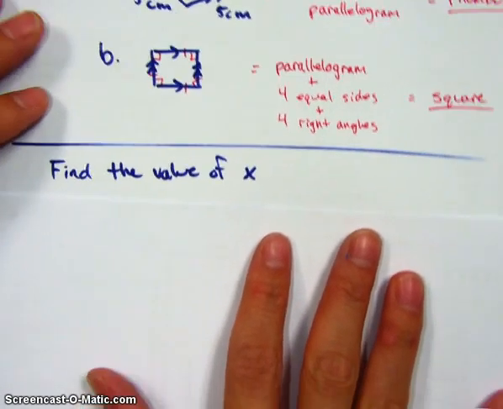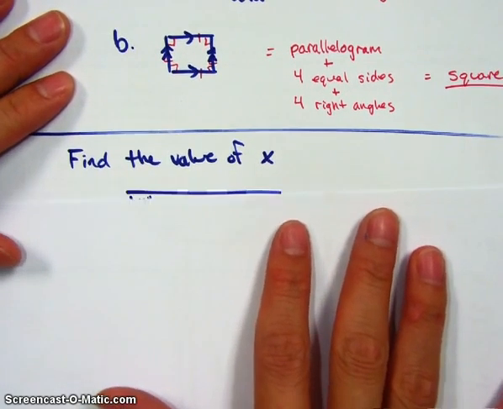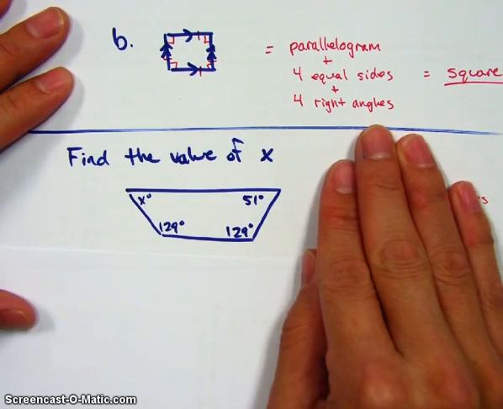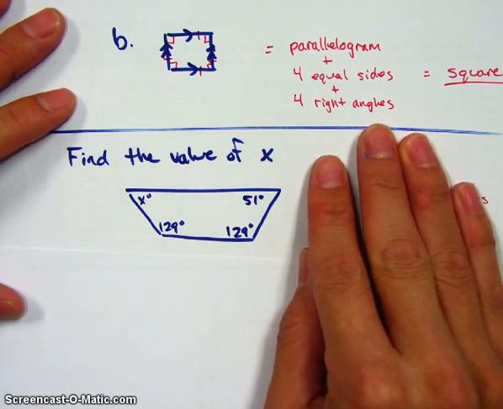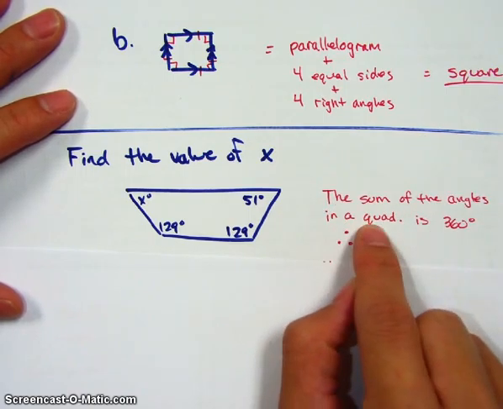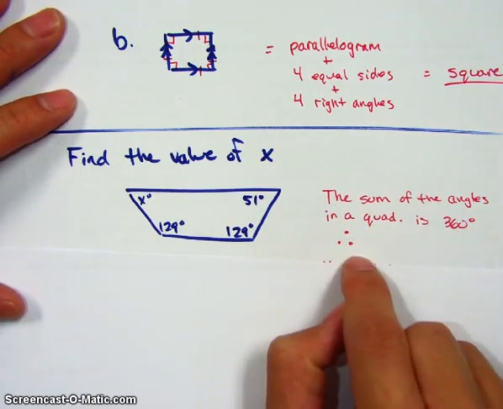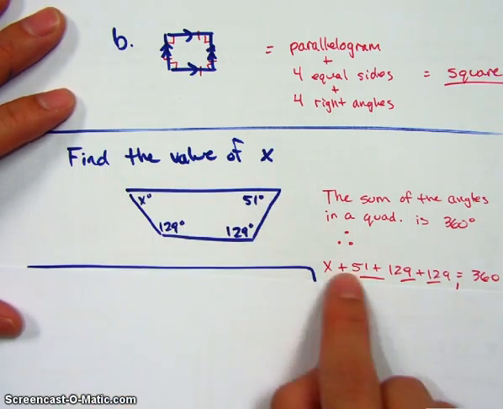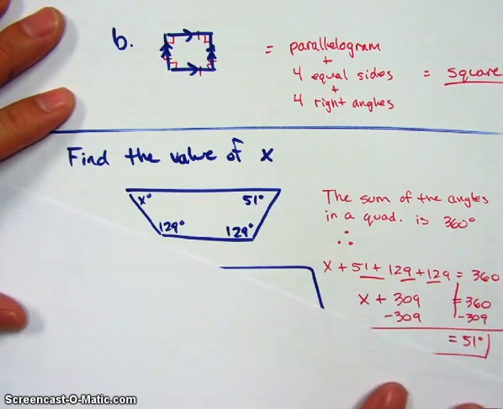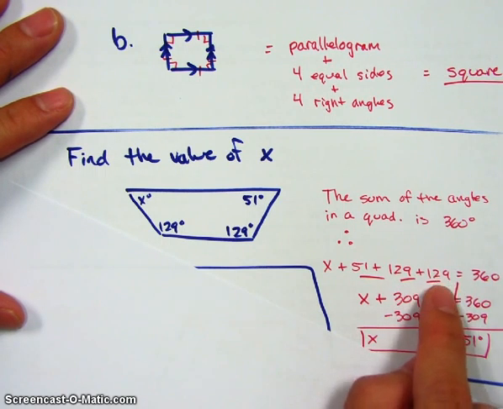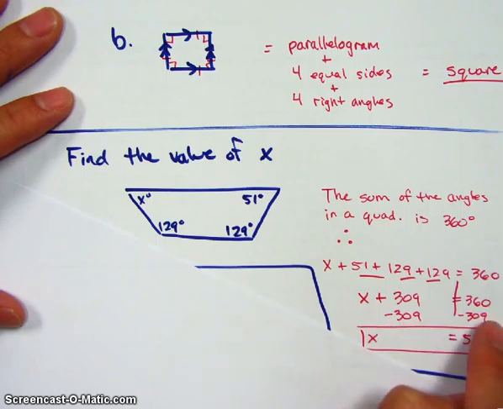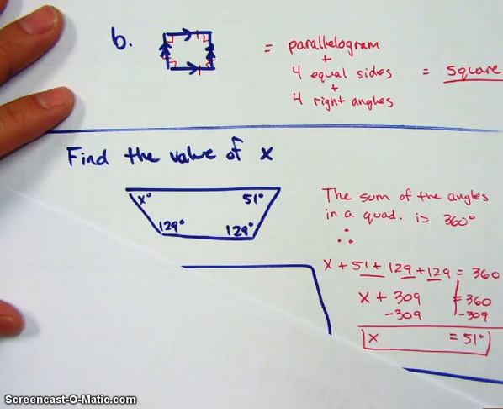All right, moving on. How about find the value of x? So we talked about how many degrees are in a quadrilateral. Here's a quadrilateral. We don't know for sure, but it looks like a trapezoid. We know that the sum of the angles in a quadrilateral is 360 degrees. Therefore, all 4 of these added together should give me 360. So if I add them together, 51 plus 129 plus 129 is 309, plus my x. I can subtract 309 from both sides to find my missing part, which is 51 degrees. So that would have to be 51 degrees.